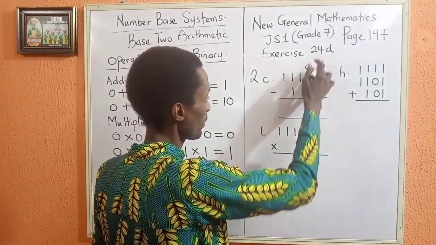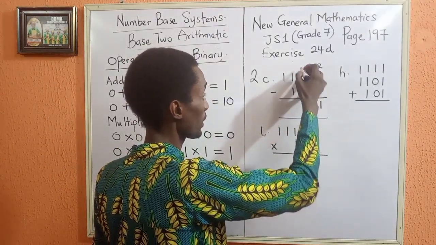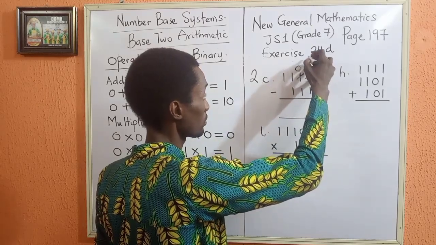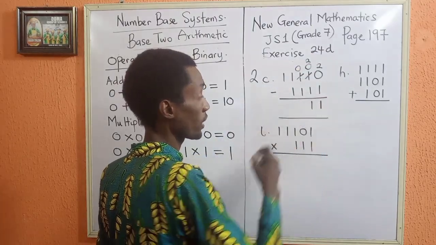So 0 minus 1 is not possible again. So I take 1 from here. I'll have 0. And that becomes 2. So that becomes 2 minus 1. That is 1 again.